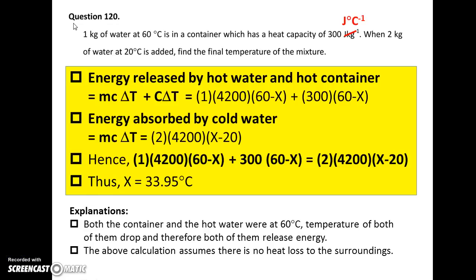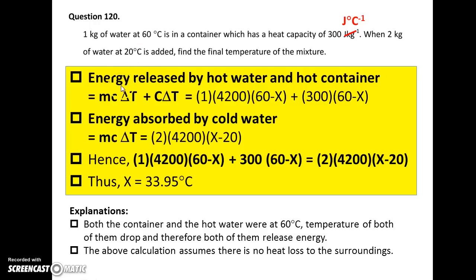Question 120. This question is more challenging because there is a container which has a heat capacity of 300 Joule per degrees Celsius, which means when there's temperature change, the container also has an energy change. The container was at the same temperature as the hot water, 60 degrees Celsius. So when mixed with cold water, the hot container also releases energy.